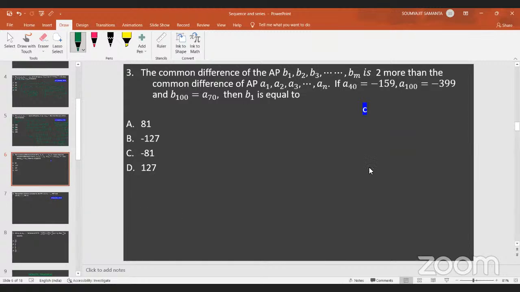They have asked this in 2020, I believe. This is a very easy problem. We usually get this kind of problem in the board exam, like they have given A40, A100. This is quite calculative. We should calculate.